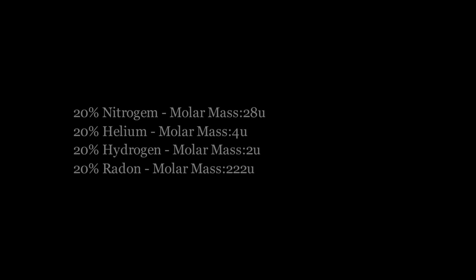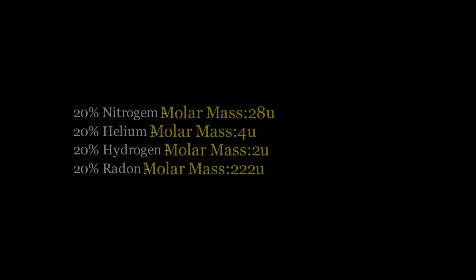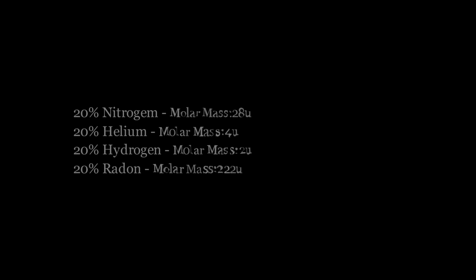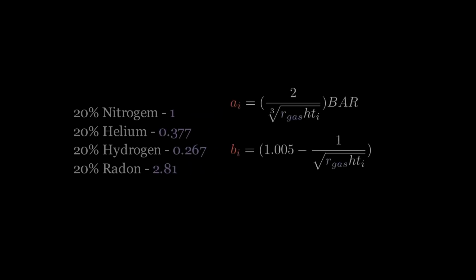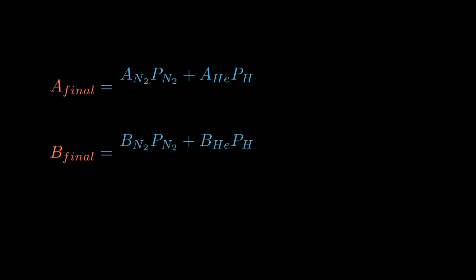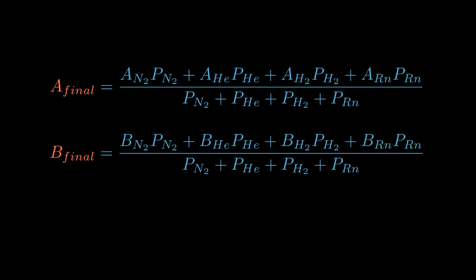First, we get all molar masses of those gases and calculate the ratio between the half-time of the gas and nitrogen. We use this value to calculate the A and the B coefficients for each gas. The final A and B coefficients are calculated as the weighted mean between all gases. Now we can start the dive.